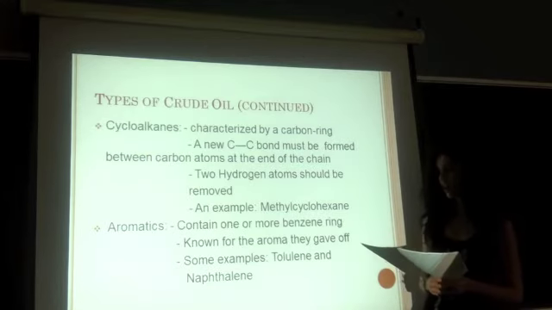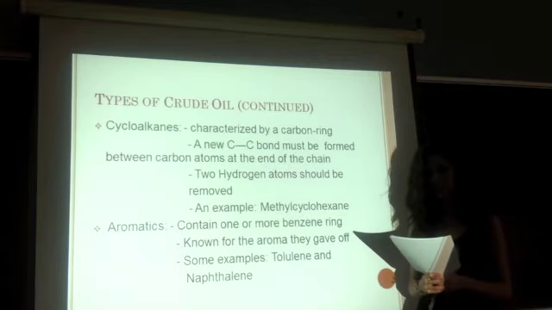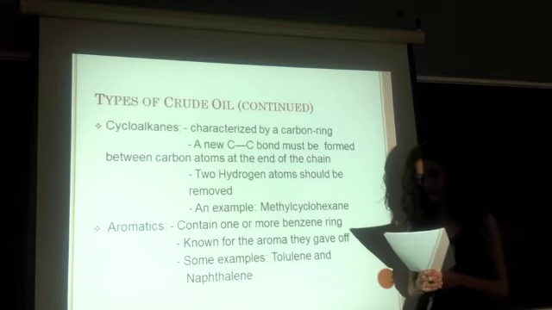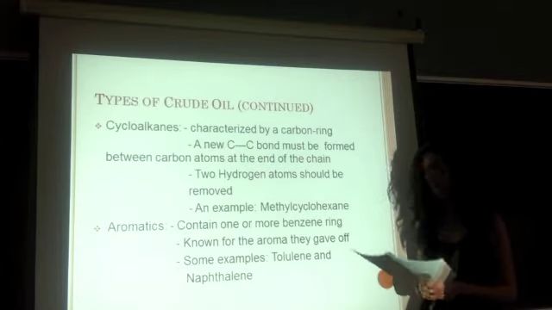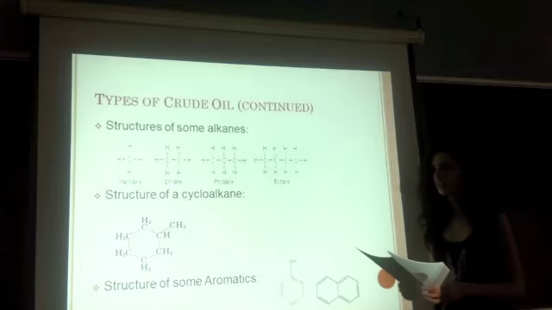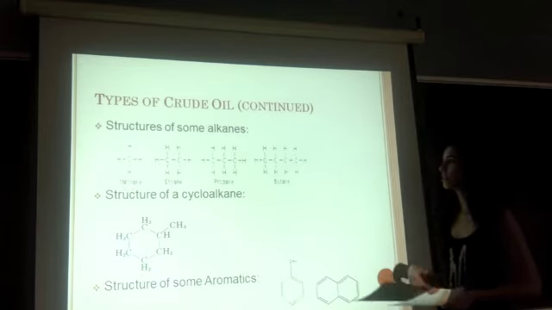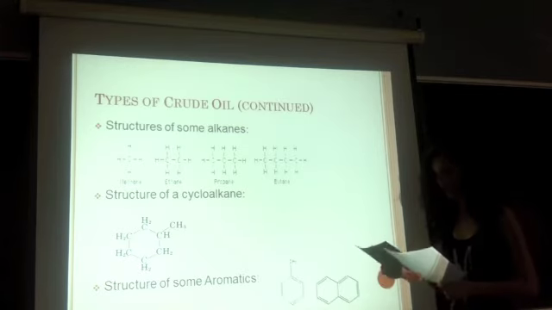The next group is aromatics, which contain one or more benzene rings, and were originally called aromatic compounds because of the odor they gave off. Some of the simple aromatic compounds are toluene and naphthalene. These are the structures of some of the alkanes, cycloalkanes, and aromatics.